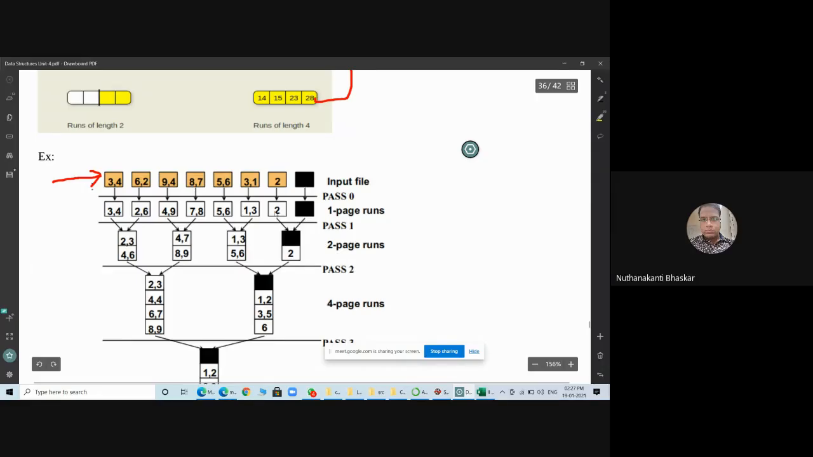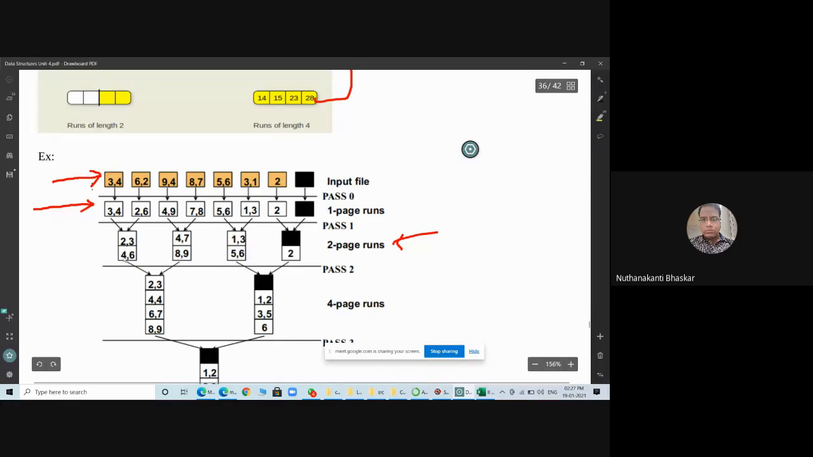1, 3, 2 asterisk. Now, first pass. Here in this first pass, the output is like this. Now, after the second pass, that is the two-way. The second pass, what happened? Here 3, 4, 2, 6. What happened? 2, 3 will come, 4, 6 will come.